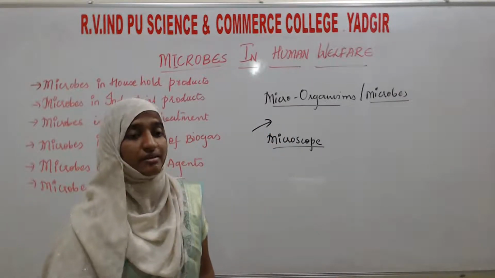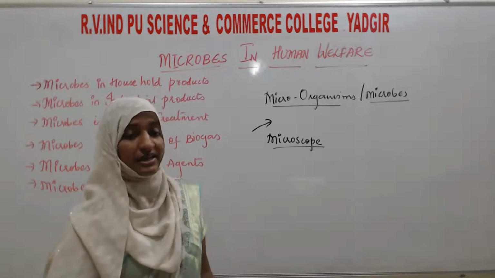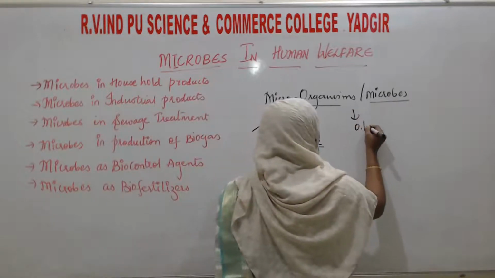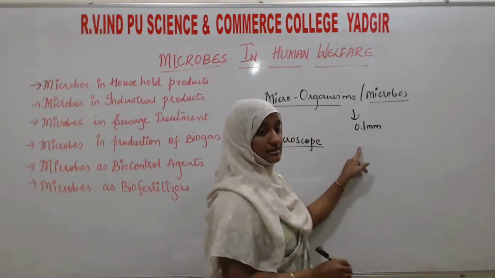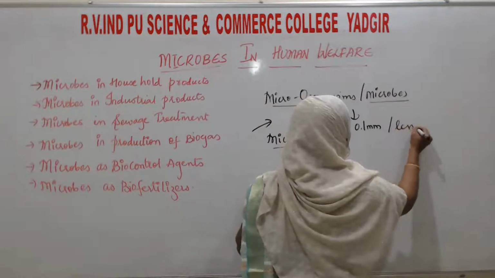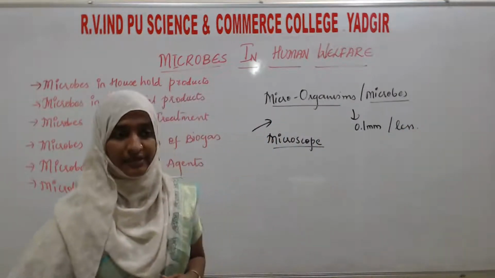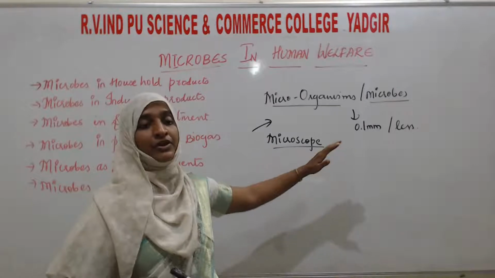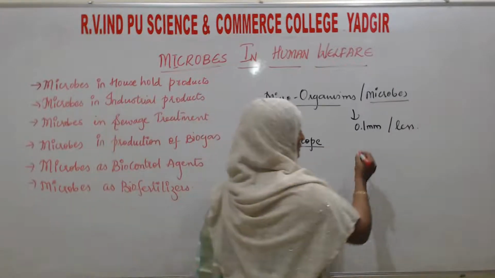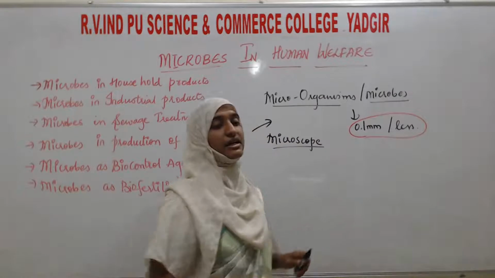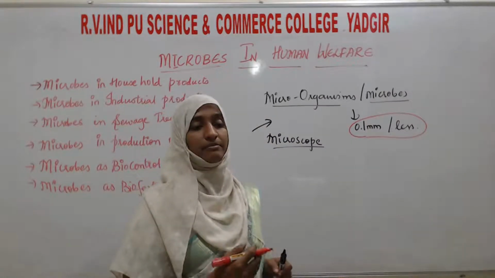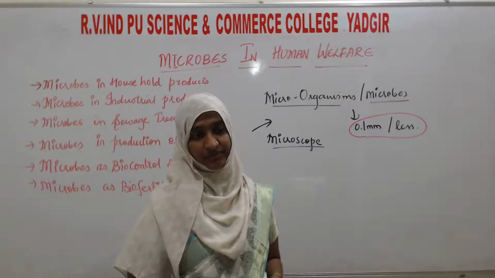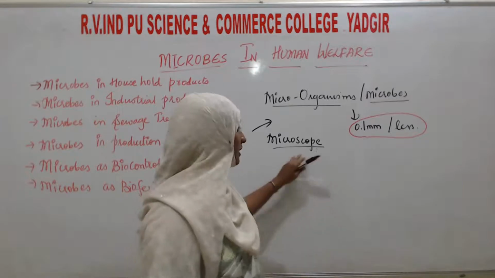How much is the size, so that we cannot see them with the naked eye? The size will be 0.1 millimeter or less than this, and it may go up to nanometer also. This is the size due to which we cannot see them. Since 0.1 millimeter or less is so small that we cannot see it with our naked eyes, we use the microscope.